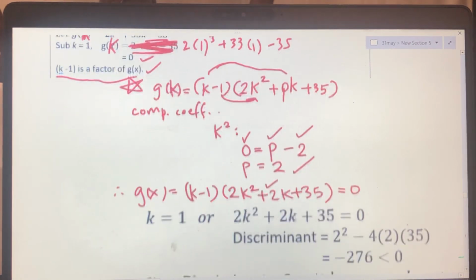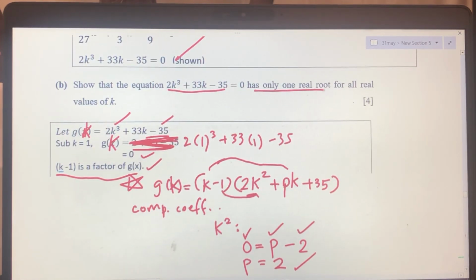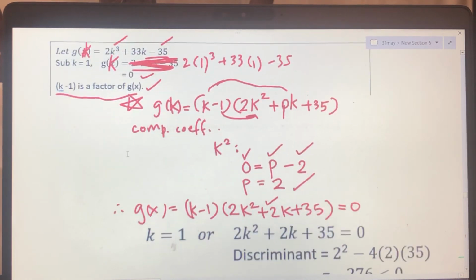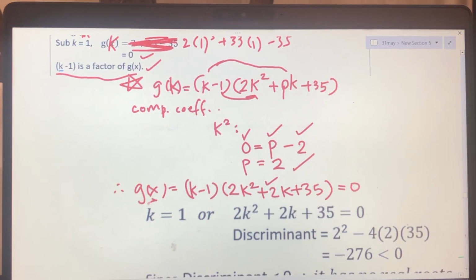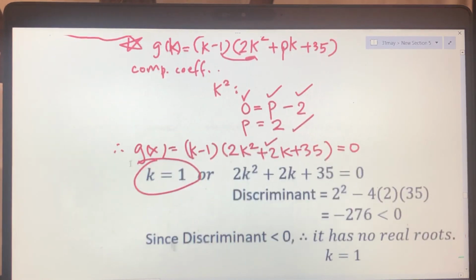And after this, because they ask you to show that it has only one real root. Who is the real root? What is the real root? The root is 1, because just now you pressed the calculator, you only get the answer 1, right? The rest are all imaginary numbers.